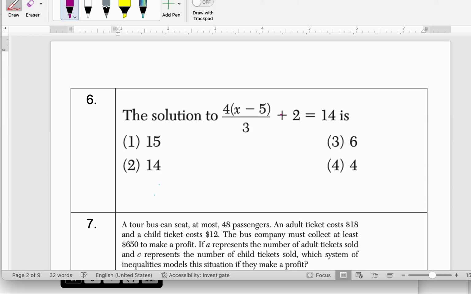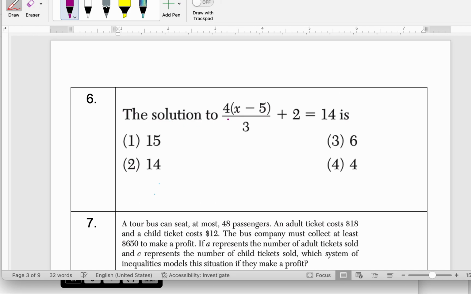Let's go to our next question. All right, the solution to 4(x minus 5)/3 plus 2 equals 14. Okay, so there's a couple of different ways to go about this. I find it best to solve for x. But there's a couple of ways you could do it in your calculator. You can substitute the values and see if it works. If you don't know how to solve for x, that is a good way to go. First, we're going to solve for x, and then I'll show you the other way.